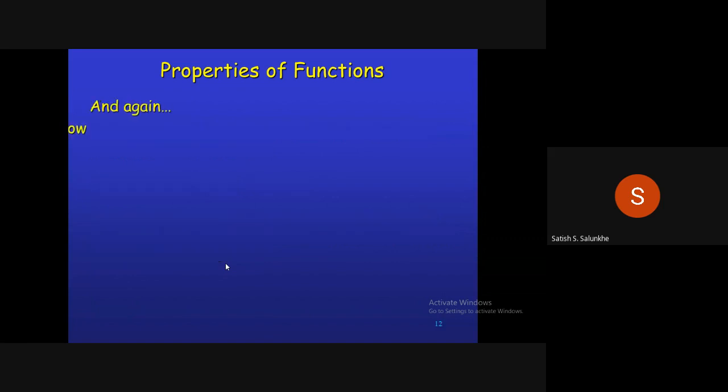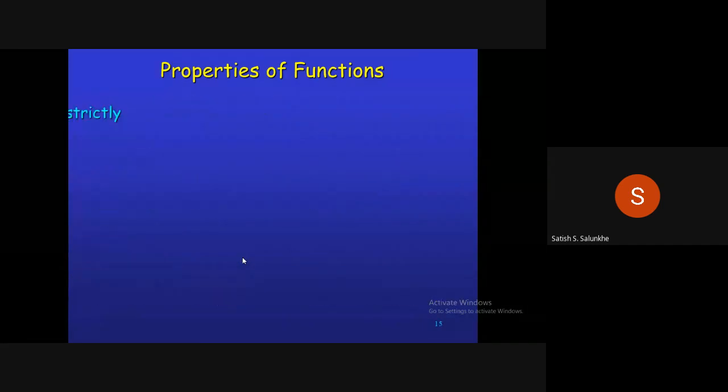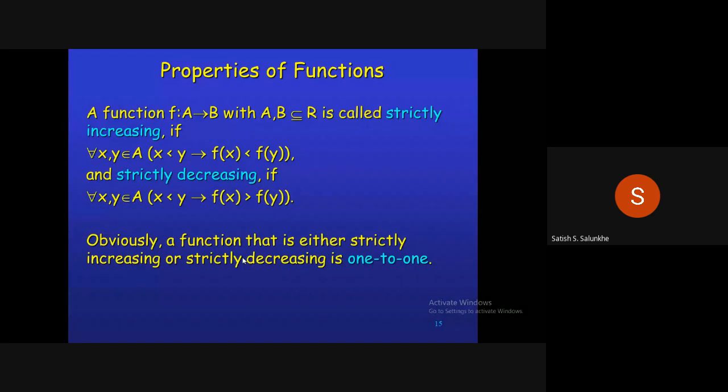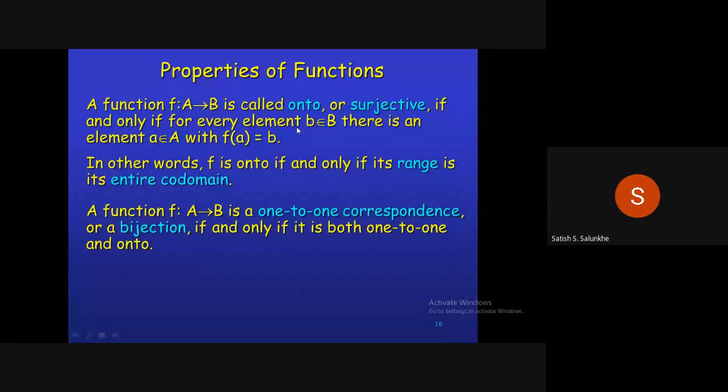After that, we also saw some other types of example. A function is called onto or surjective if and only if for every element b belonging to the codomain, there is an element a belonging to the domain. That is, when your range is equal to the codomain, then we say the function is an onto function.